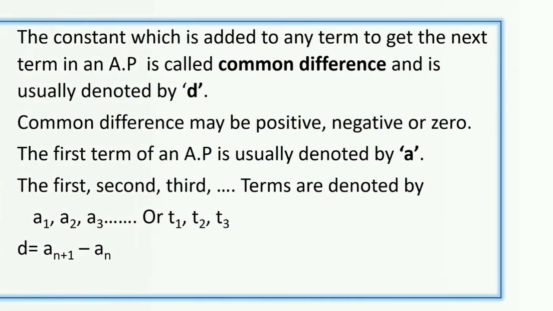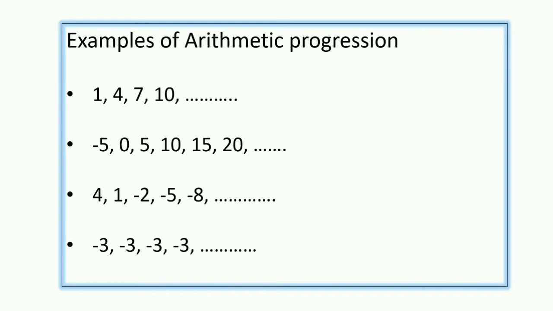Here we have some examples of arithmetic progression. 1, 4, 7, 10, etc. Minus 5, 0, 5, 10, 15, etc. 4, 1, minus 2, minus 5, minus 8, etc. Minus 3, minus 3, minus 3, etc. In the first one, we have common difference of 3. And in the second one, we have a common difference 5. In the third one, we have a negative common difference, that is minus 3. And in the fourth one, the common difference is 0. That means the terms of the progression remain same.